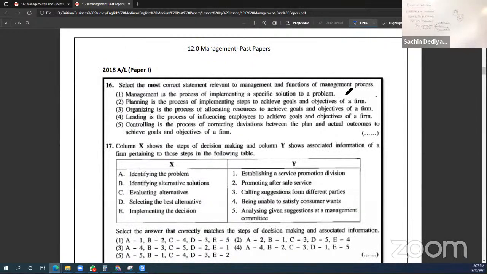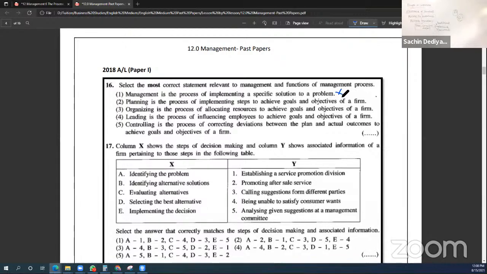Management is a process of implementing a specific solution to a problem. That is the decision making process, right? Specific solution. There's no specific solution when you come to management. It's about doing a process, right? Planning, organizing, leading, controlling, effectiveness, efficiency, goals and objectives, resource utilization, everything should be in line, right? Then only you can say you manage those things. So no chance that we can take this.